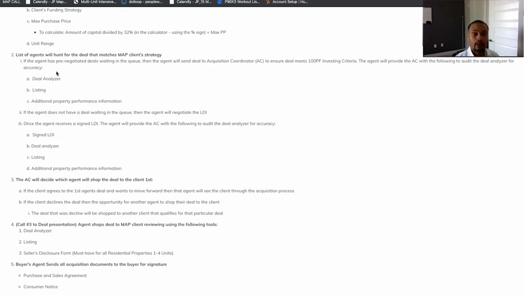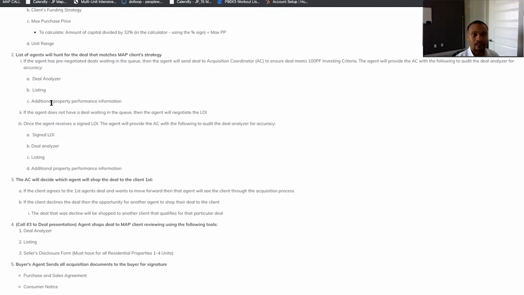So when the MAP agents present you with a deal, we'll have the deal analyzer make sure that those metrics are met. A listing is pretty much an outline of the deal: pictures of the property, the address, number of bedrooms and baths, the operating expenses, the income, the whole nine yards.